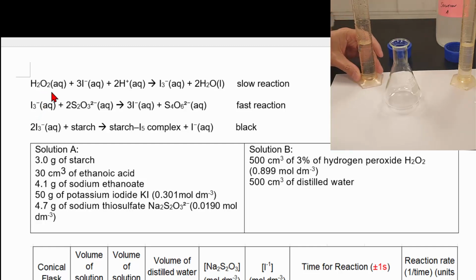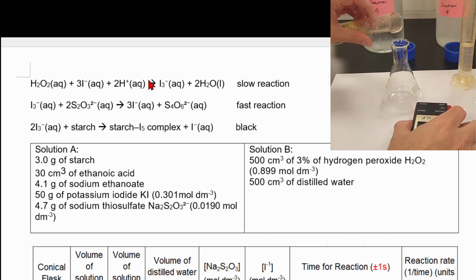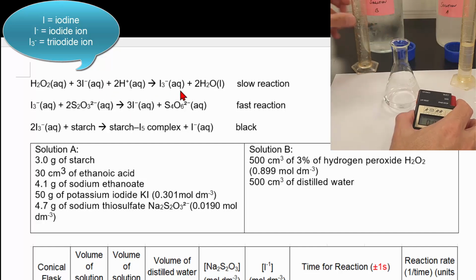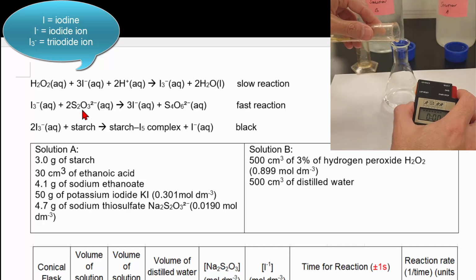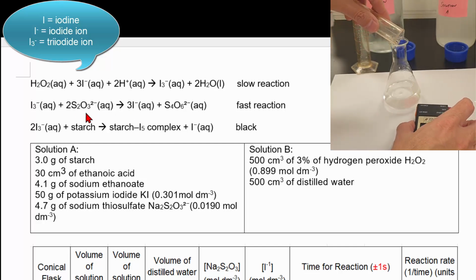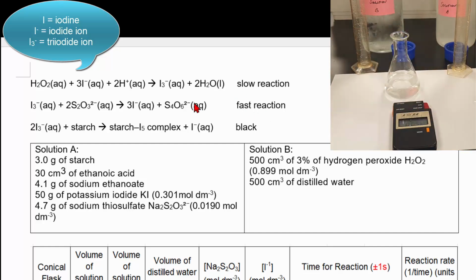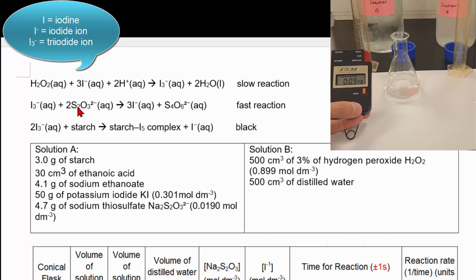And that iodine is produced because the hydrogen peroxide is reacting with it here. But the problem is as soon as the I3 is formed, that reaction is quite slow. This one's quite fast. So whenever the I3 is formed, it's completely reverted back by the thiosulfate. And so that's the key, that this one's slow, this one's fast. And so this is the clock really here.